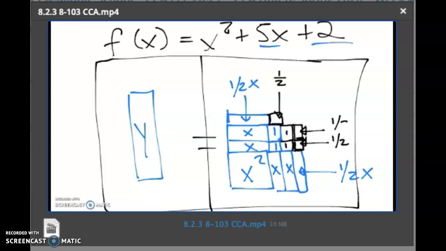My tiles are definitely not drawn to scale here. And then same thing here. This is a 1 side times a half side, so that makes it another half. And then if I look at this corner piece here, this dimension is 1/2. That dimension is 1/2. So 1/2 times 1/2 makes this corner a 1/4 tile.